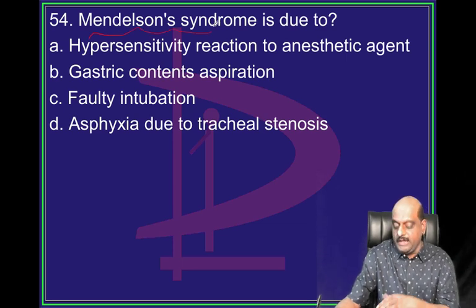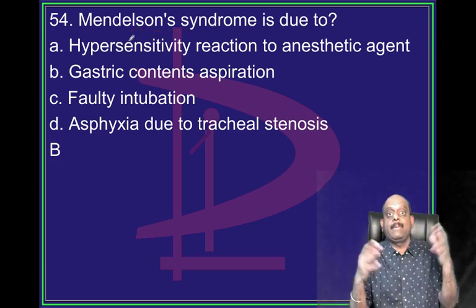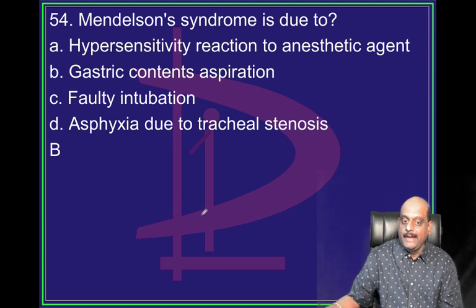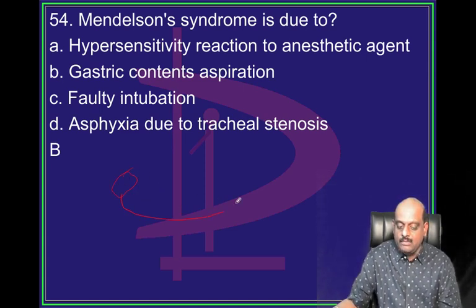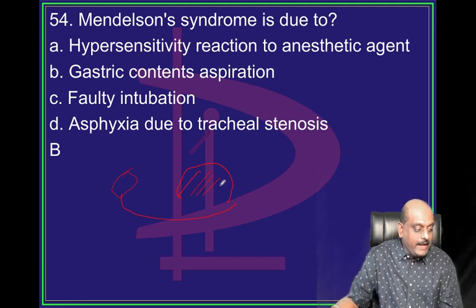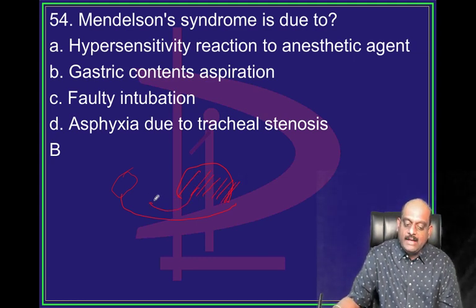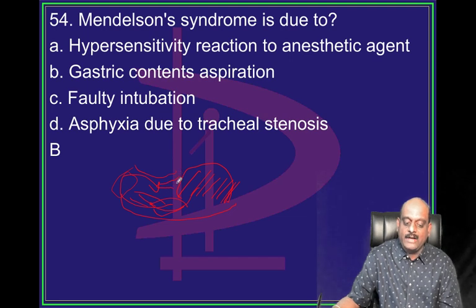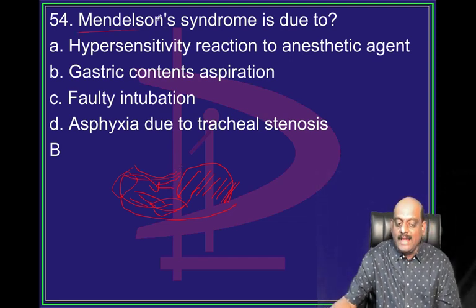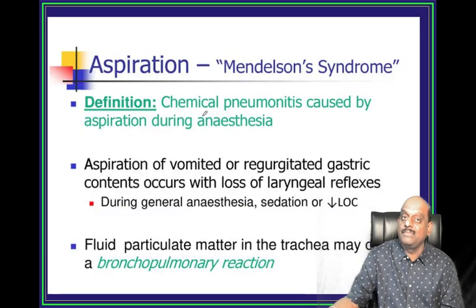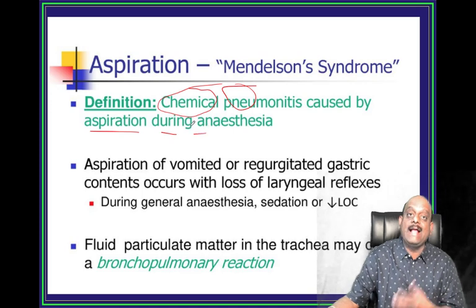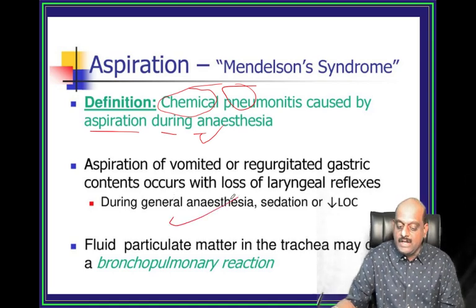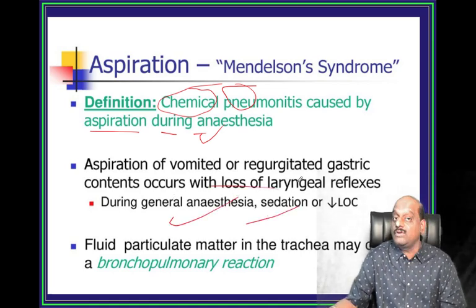So what is Mendelson syndrome, doctor? Typically, if you take a pregnant patient for anesthesia, in a pregnant patient who is lying down, her intra-abdominal pressure is very high, and that will make the stomach contents aspirate into the trachea. That is called Mendelson's syndrome, where there is a chemical pneumonitis caused by aspiration happening during anesthesia. It can occur with general anesthesia or sedation, where there is a loss of laryngeal reflexes.